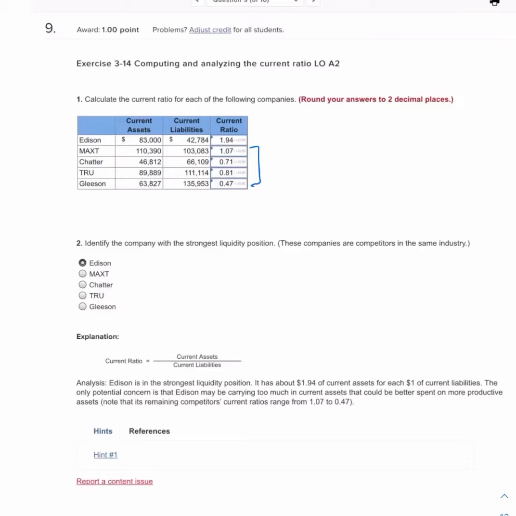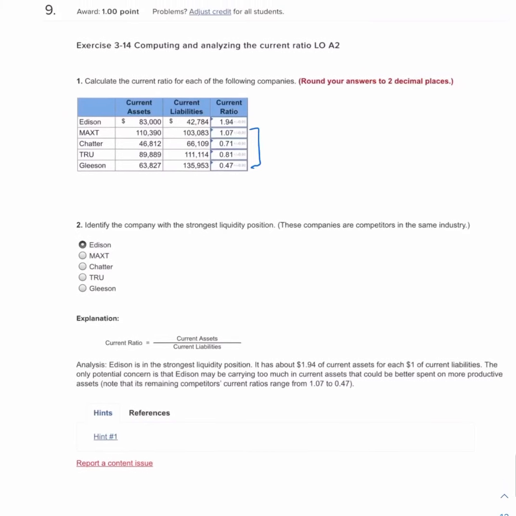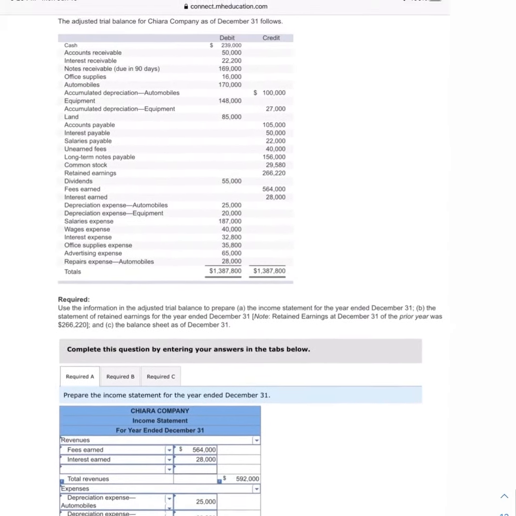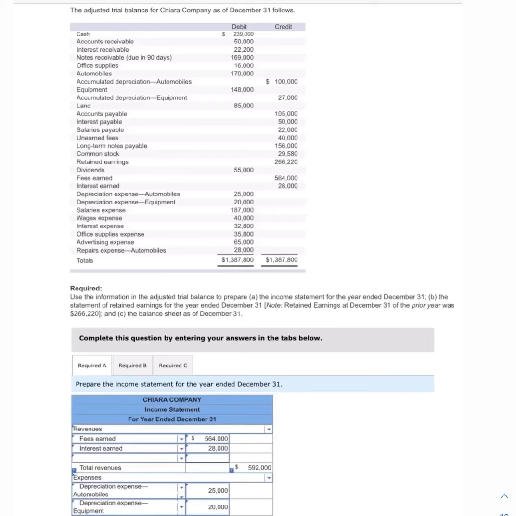It's not necessarily a bad thing to have a high current ratio, but if it gets too high, it could absolutely be a problem. At the same time, if it gets too low, that could be a problem as well. So you want to make sure you manage that based on the industry, and you stay around what your competitors are at.